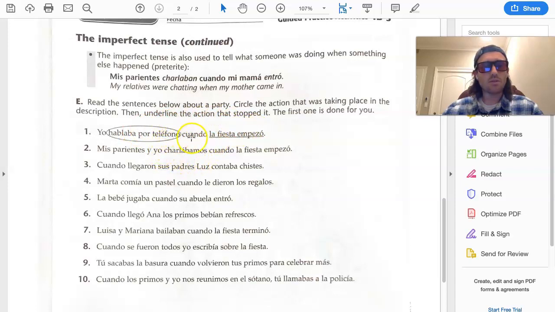Circle imperfect, underline preterite. It's the name of the game, and sometimes they'll be opposite. Sometimes you'll get the preterite first and the imperfect second. There's no strict order. We can have them flip-flop, so don't be confused. Don't always be looking for the imperfect at the beginning. They can go in either order. All right, do your best with that. Again, you're not penalized for getting anything wrong. You give me full effort, I give you full credit.